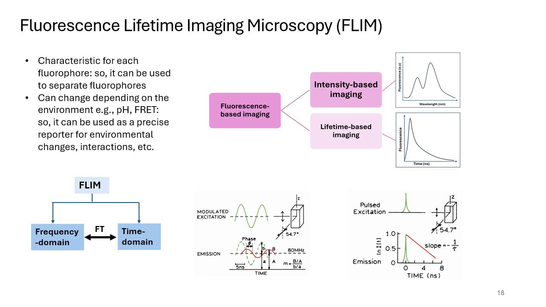Now, the measurement of FLIM can be taken in two different domains. One is the frequency domain, another is the time domain. And both these domains can be interchanged by Fourier transformation. So they are basically related by Fourier transformation. In my next slide, I'll talk about these two domains in more detail.